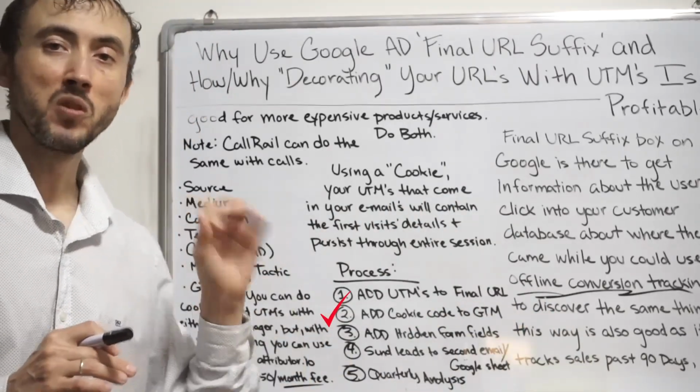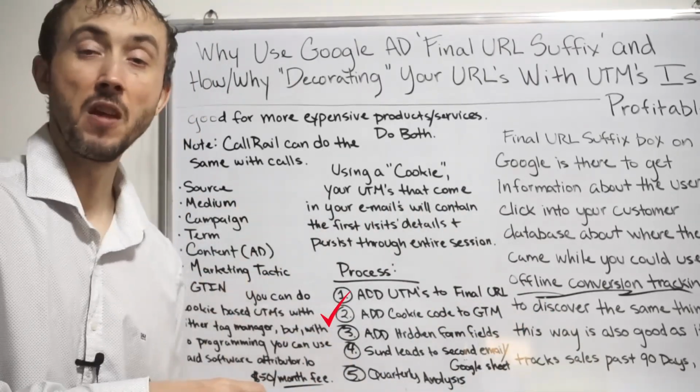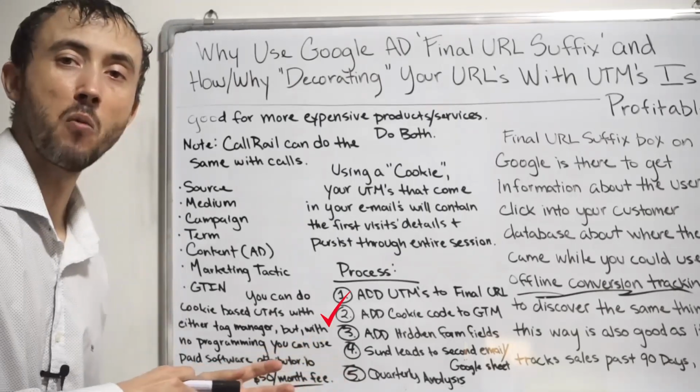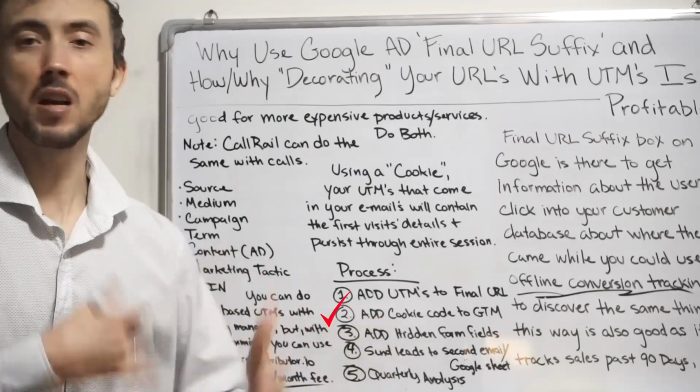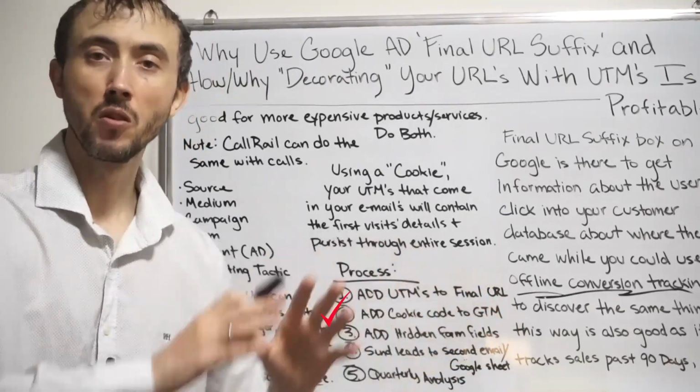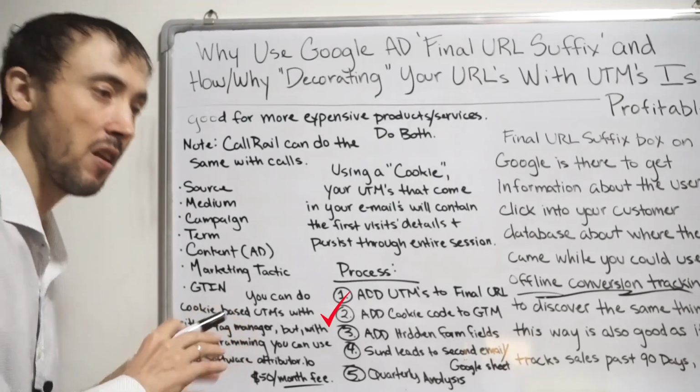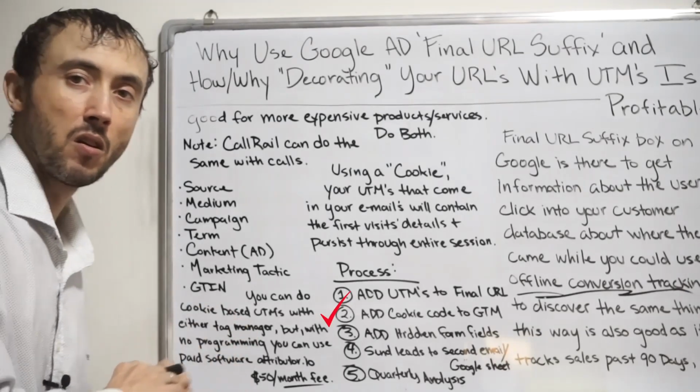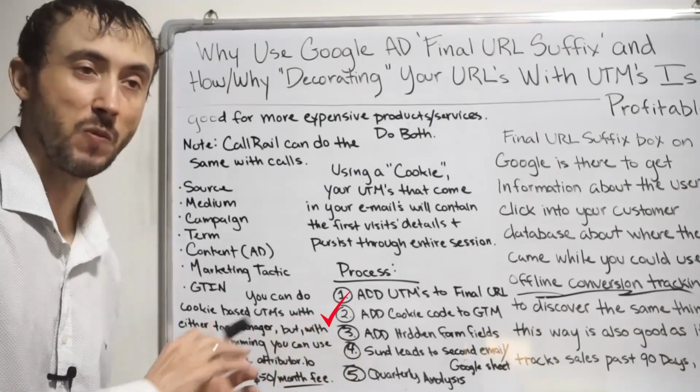Otherwise, when somebody gets to your site, if they come back later and then fill out the form, the information about what initially got them to the site, you're not going to be able to have that information still pass through the contact form the way that you want. Without the cookie code, it'll only pass the information if they actually fill out the form on the first visit.